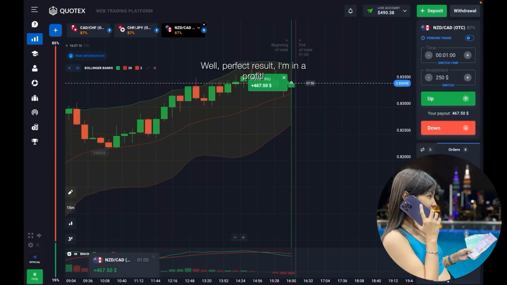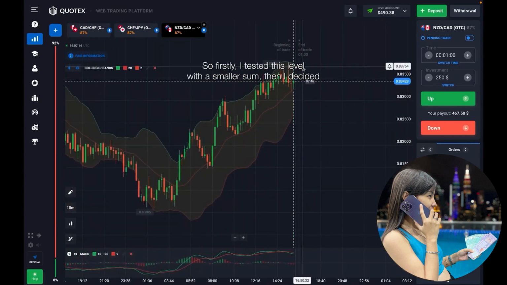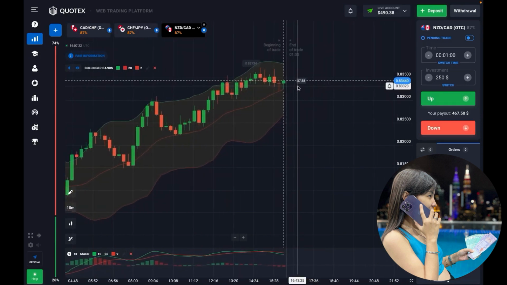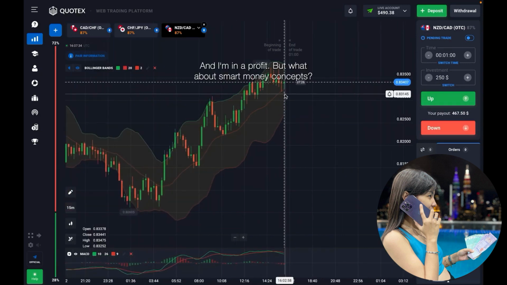So well, first result, guys, I'm in a profit, and you see the price is still growing. So first I tested this level with a smaller sum, then I decided to make my sum bigger, and still I'm gaining my profit even in this risky situation. So I saw this pattern in the form of a cross, and you see this candle has a pretty short body, no wicks, and this told me about the reversal that proved my idea. So, and I'm in profit, but what about smart money concept?